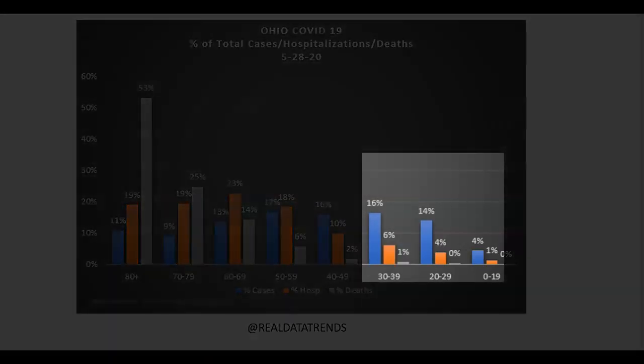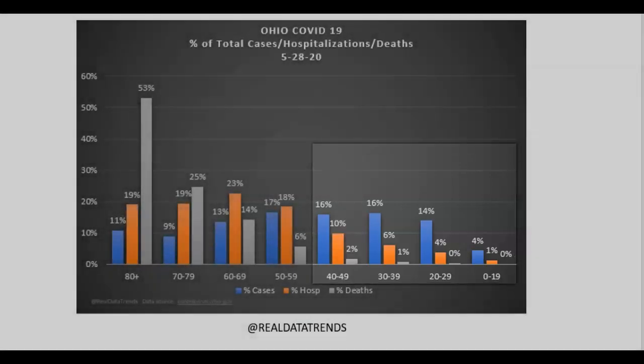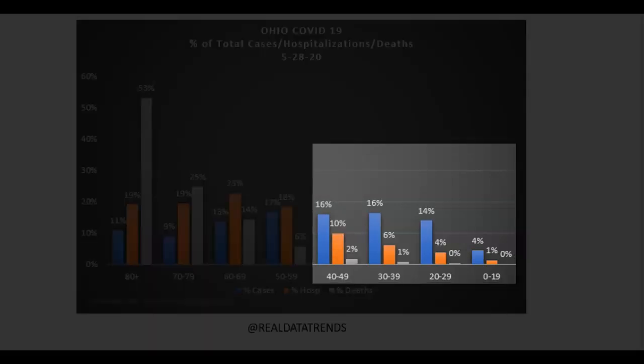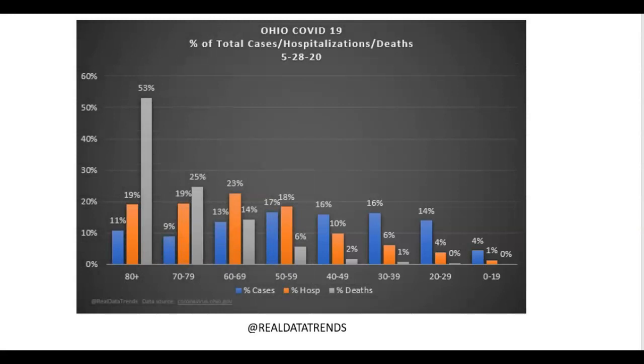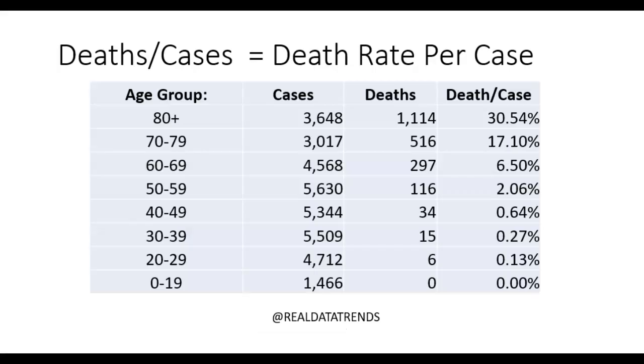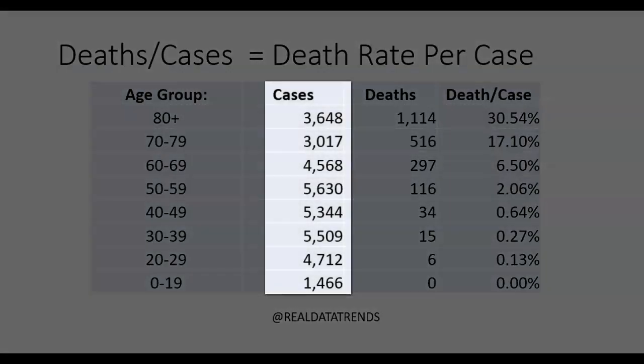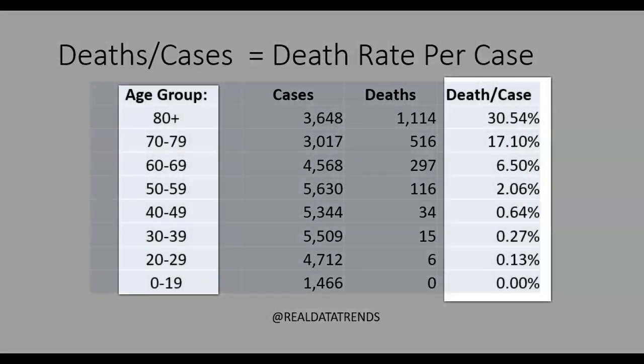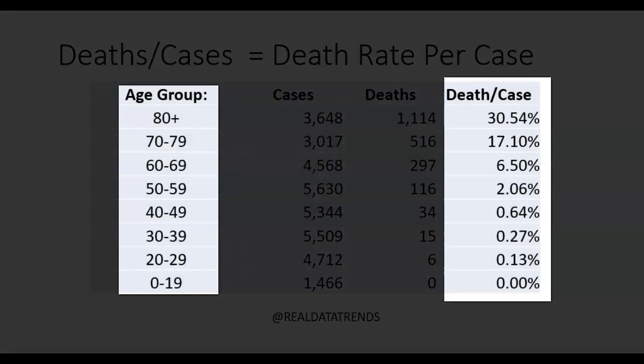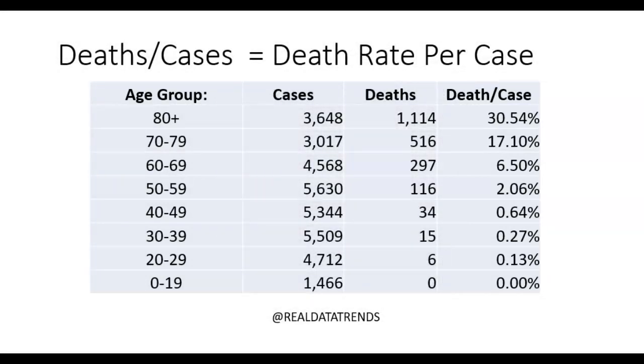People under 40 account for 1% of the deaths. And people under 50 account for only 3% of the total deaths. When we know the number of cases and the number of deaths, we can also calculate the death rate per case per age group. The math works out this way. We start with deaths per age bracket, then we divide by cases in that age bracket in order to get the death rate per case per age bracket.